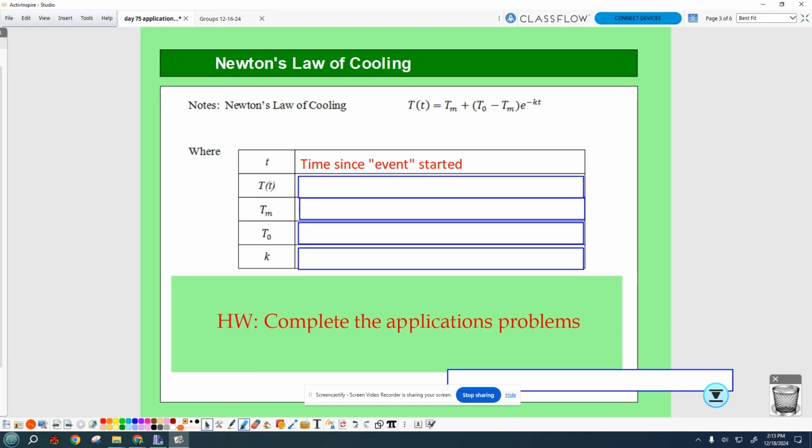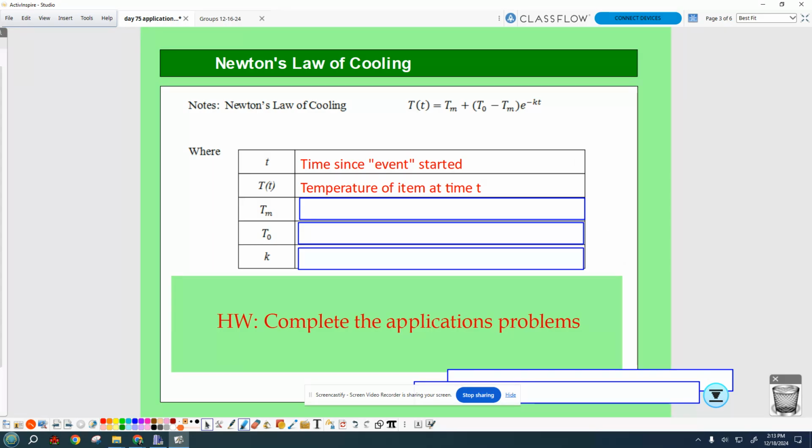What do you think that capital T of little t is? Temperature at a particular time. So capital T of 5 is the temperature in 5 time units. Okay, now the first one that you probably don't have a good guess for. Capital T sub M. What do you think that means? Good guess. It's the temperature of the environment, the room, whatever the medium is that it's sitting in.